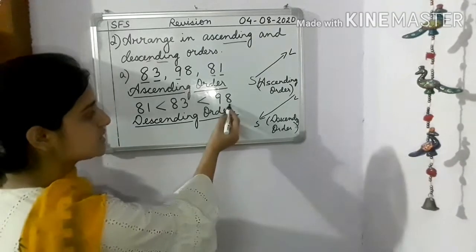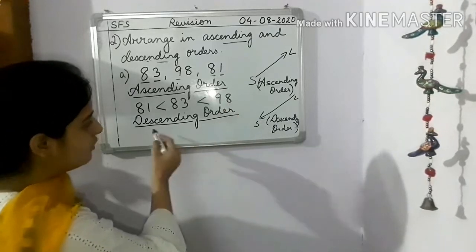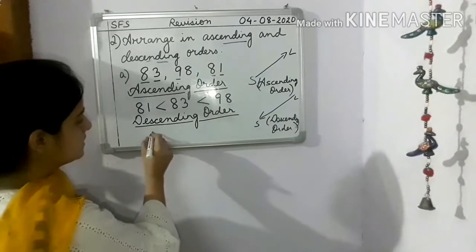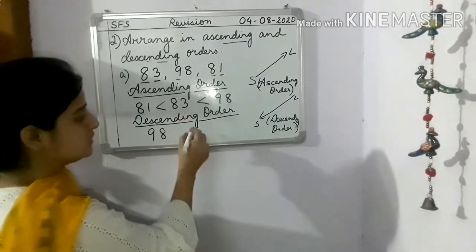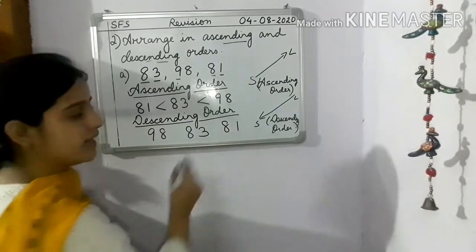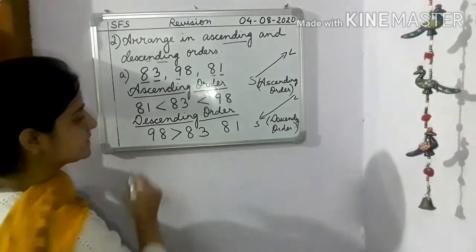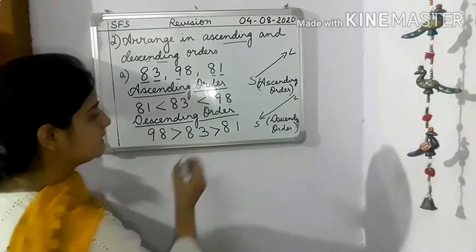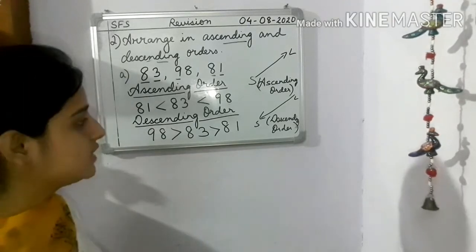Now which is the largest number here, children? We have already arranged, right? Just the inverse of your ascending order. The largest number is 98. So 98 comes first, then comes 83, and the smallest one is 81. So which symbol are we going to put, children? That 98 is greater than 83 and 83 is greater than 81. You can do this in your copy, children.